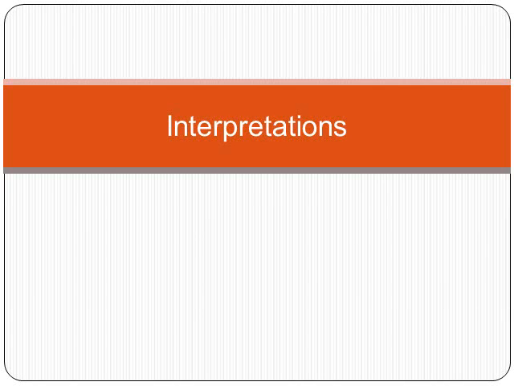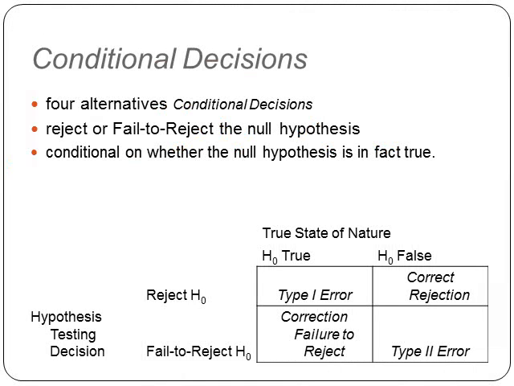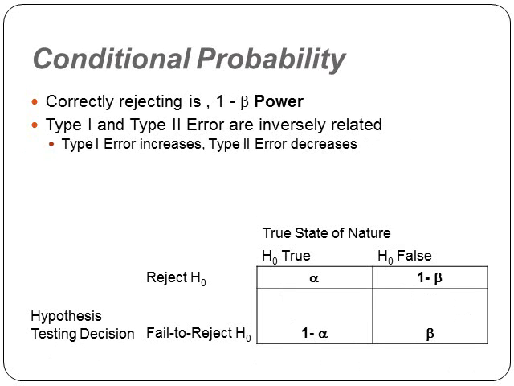Interpretations for some of our analyses when we make statistical decisions. Conditional decisions, we have 4 alternatives. We have already discussed the true state of nature by the hypothesis test. We can reject the null or fail to reject, and in truth, the null may be true or it might be false. The 4 decisions are that we could have an error, either a type 1 or type 2 error, or we could either correctly reject or correctly fail to reject or retain the null.